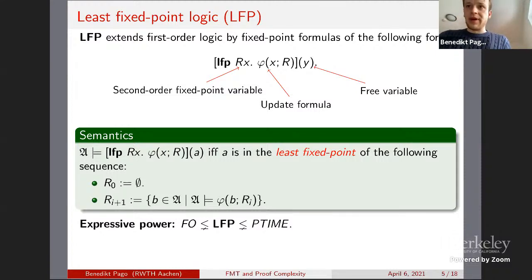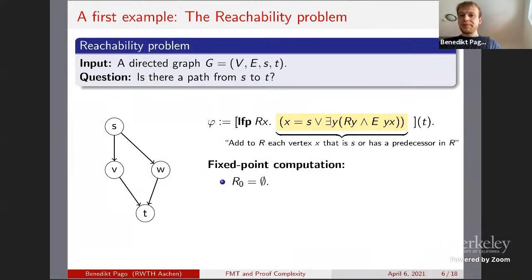And to get a feeling for why there is this intuitive connection between fixed point logic and resolution, we can now consider an easy problem as an example. So this is the reachability problem on graphs. So the input is just a directed graph with two distinguished vertices, S and T. And the question is: is there a path from S to T? And it's quite clear that this cannot be expressed in first order logic because there is no mechanism to express transitive closures.